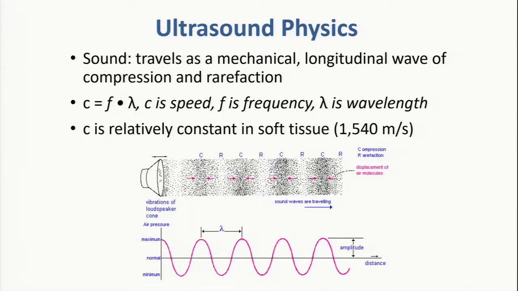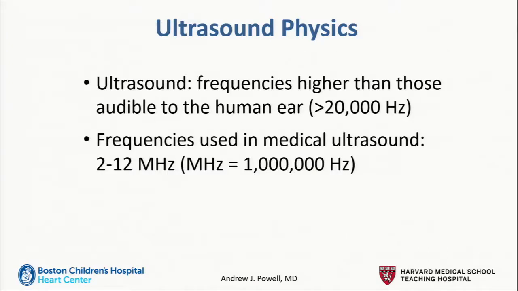And the good thing about sound moving so fast as it goes through tissue is it means we can take pictures very quickly and form pictures very quickly. And so it's very convenient in that way. So what's ultrasound then? We've been talking about sound, but ultrasound means frequencies that are higher than those audible to the human ear. So that's greater than 20,000 hertz. But the frequencies that are used in medical ultrasound are in the range of 2 to 12 megahertz. And here a megahertz is 1 million hertz. So these are very high frequency sound waves.